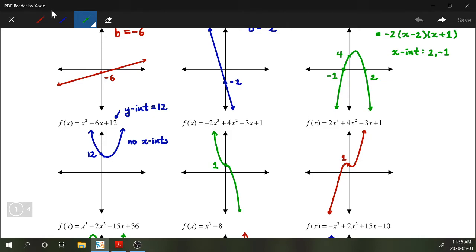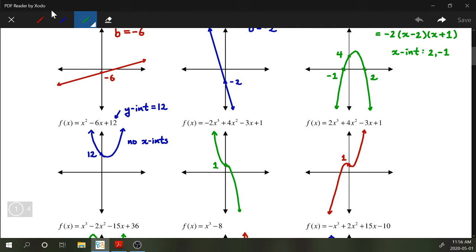decreasing going from left to right. It may have turning points in between, but the overall picture is that it is going to come from quadrant 2 and end up in quadrant 4. And then, of course, the constant would tell you what the y-intercept is. In this case, it is going to be 1.